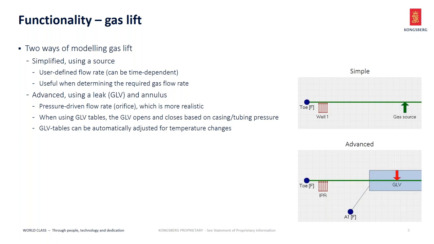And then finally, if you have these gas lift valve tables active, then LedaFlow can also adjust for any temperature changes, which can have quite a big effect on the gas lift valves, because there's typically a nitrogen-filled bellows in the gas lift valve, and the pressure there depends on the temperature because it's a closed volume. So that has quite a big effect on the operating characteristics of the gas lift valve. So all of that can be taken into account if you model the annulus with a leak as a gas lift valve.